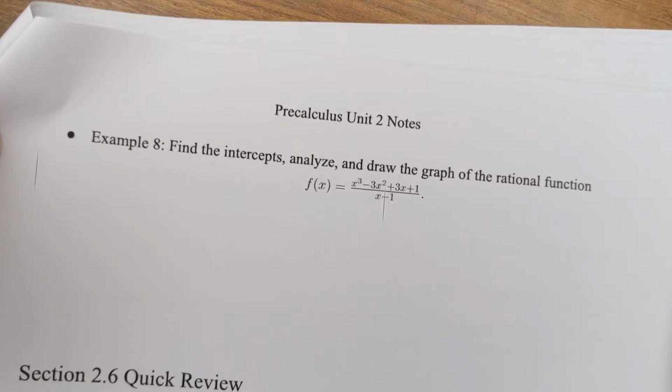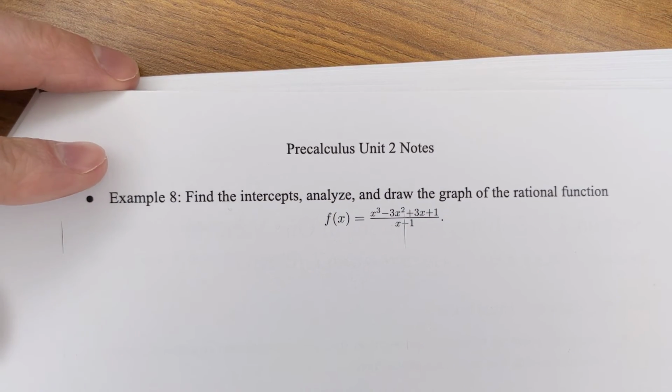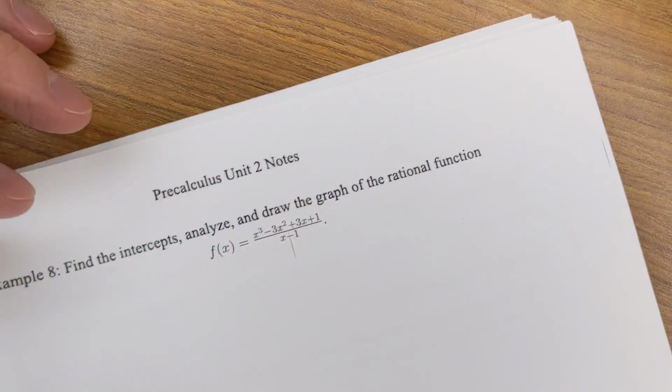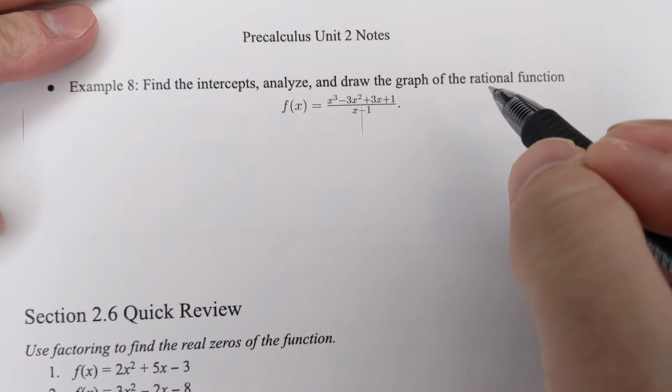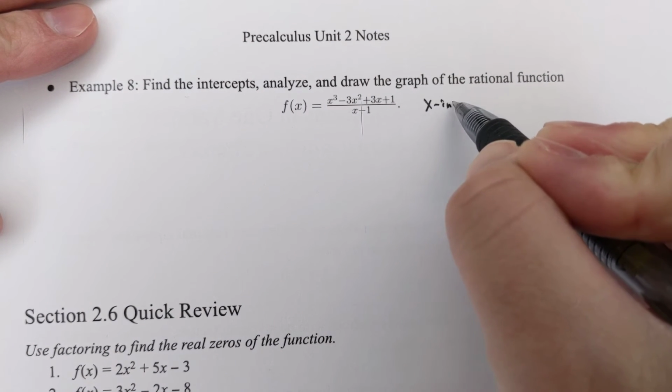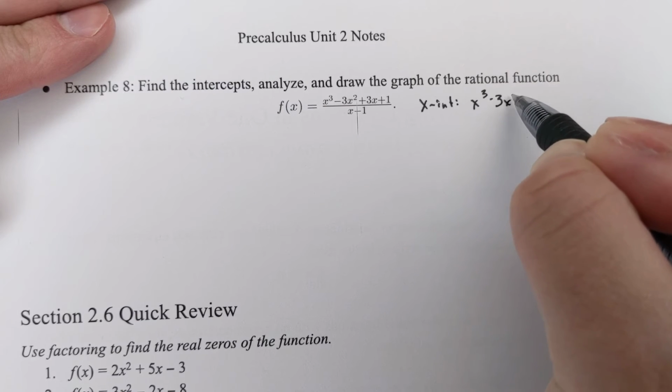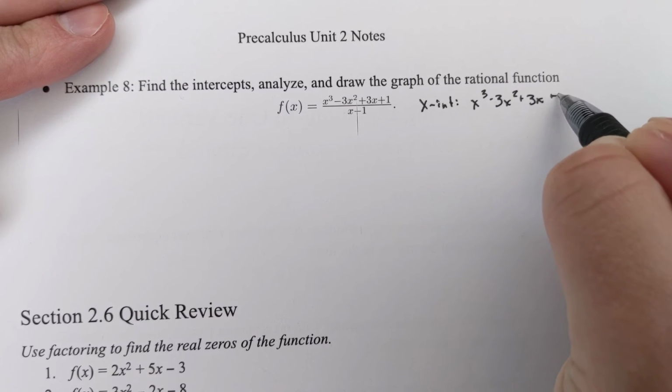Okay, and I believe that brings us to the last example, number 8. Find the intercepts, analyze, and draw the graph of the rational function. Can we just do that? x cubed minus 3x squared plus 3x plus 1. Oh, okay. So intercepts. So the x-intercept occurs where the numerator is equal to 0. So x cubed minus 3x squared plus 3x plus 1.